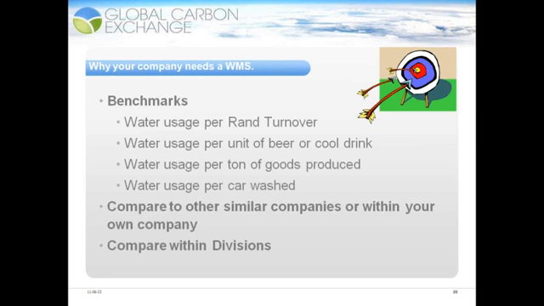Then another key point to embarking on a water management strategy is possibly looking at benchmarking. You within your company may want to compare to other similar companies or within your own company's divisions. How you can go about that is through certain benchmarks or key performance indicators. Such benchmarks or key performance indicators are things such as water usage per rand turnover, water usage per unit of beer or cool drink, water usage per ton of good produced, or if you're a car wash, maybe water usage per car.